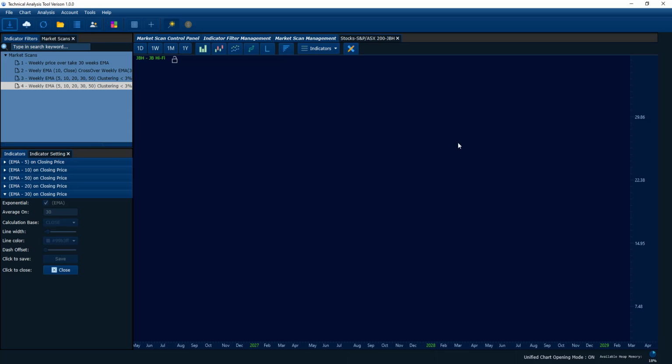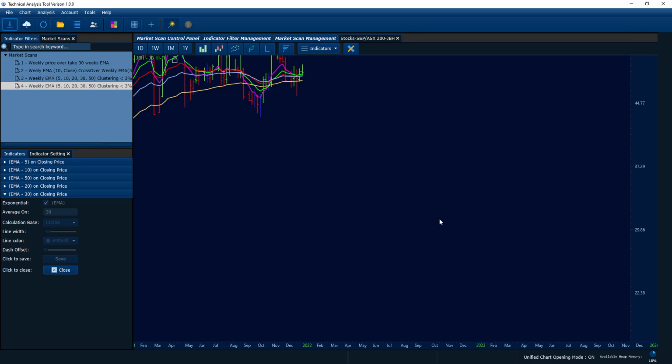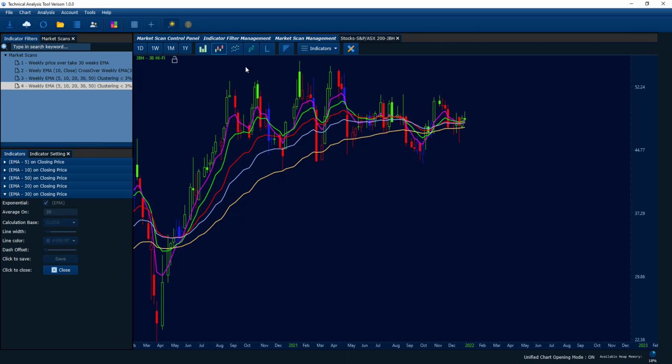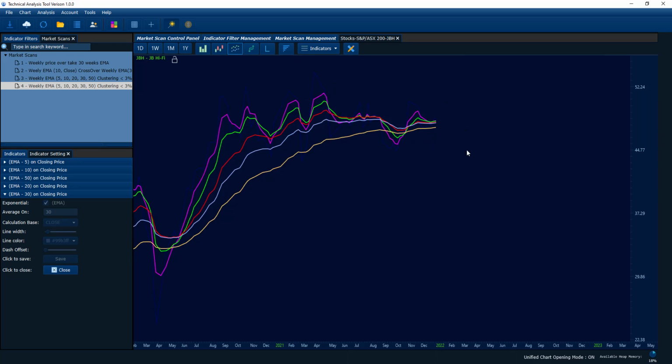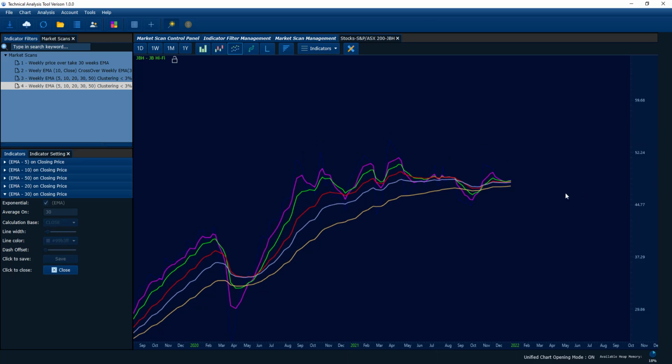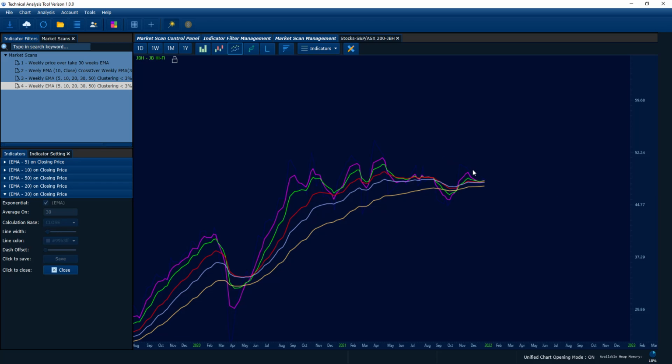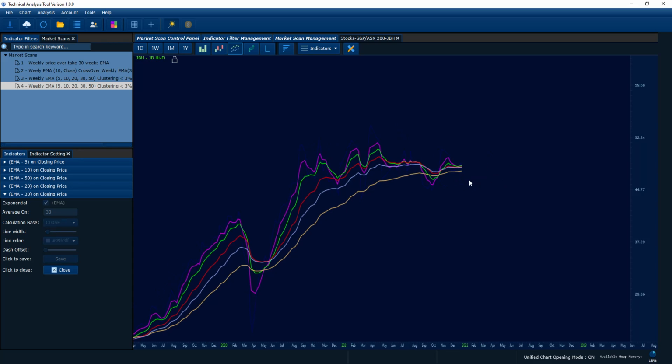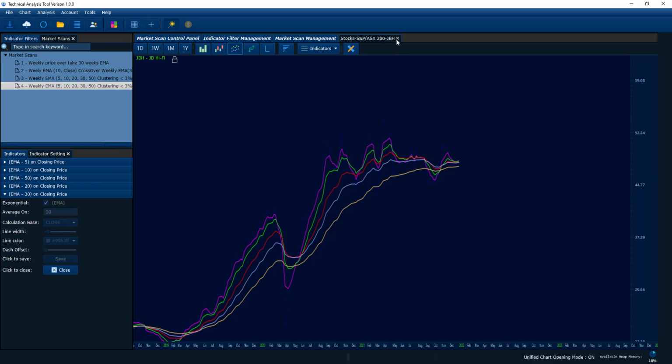Let's take a look at this one, JB Hi-Fi. The 30 weeks moving average, which is this purple one, is moving up since the last 12. So it's slightly moving up, but that's fine, and all these other moving average EMA lines are clustering together. So I think probably this is a good buy.